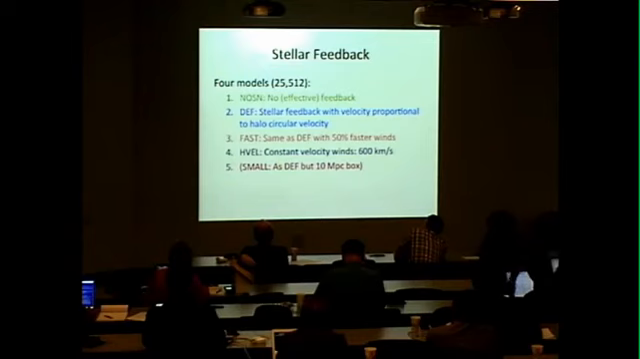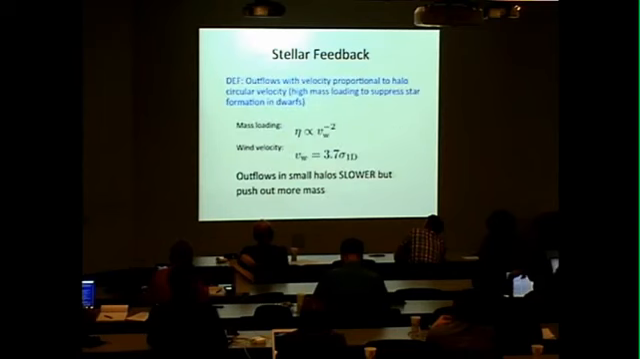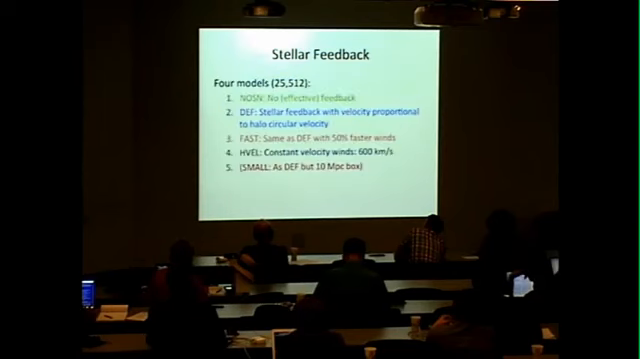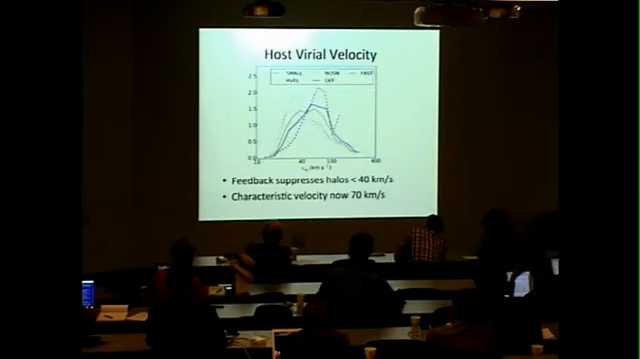Here we have no SN, which has no feedback, or no effective feedback. This is the thing I just described to you. Here I have increased the speed of the winds by about 50%, so it's exactly the same as this model, but this 3.7 is replaced with about 5. In this model, I've just made the winds have a constant velocity. This does not suppress star formation at the faint end very well. And then this fifth model is the same as 2, but with a higher resolution. OK. So what does this do? This changes the virial velocity of the host halos.